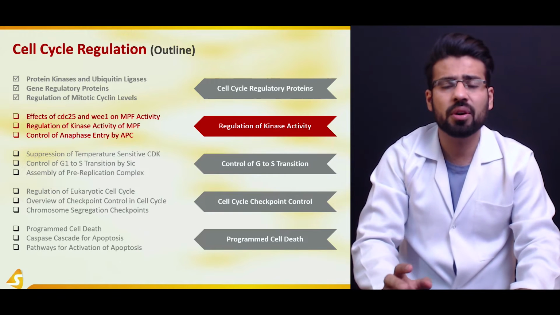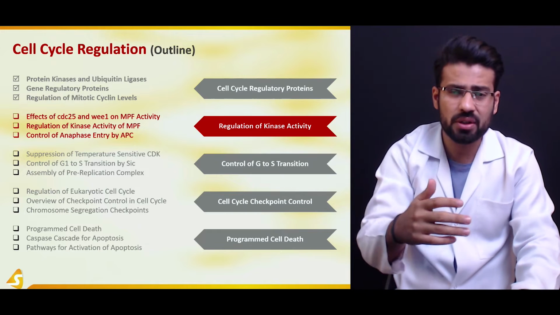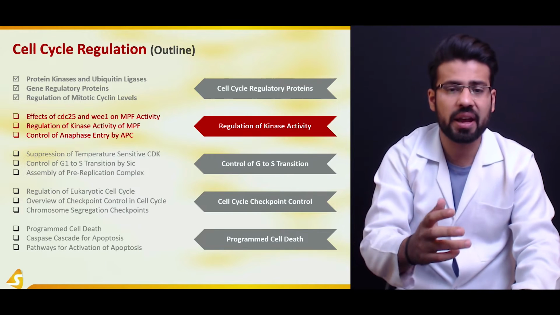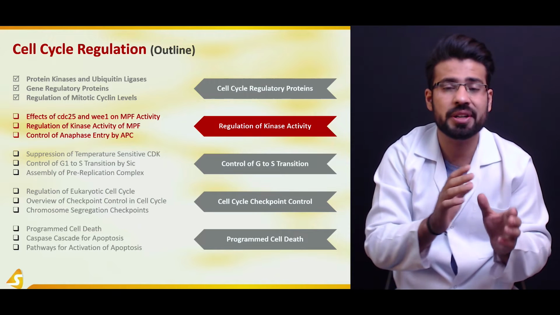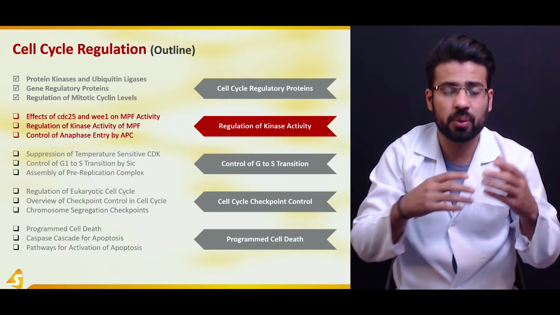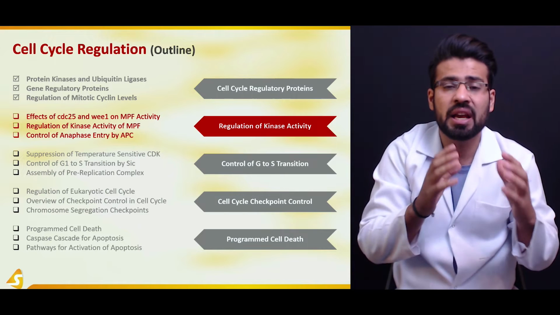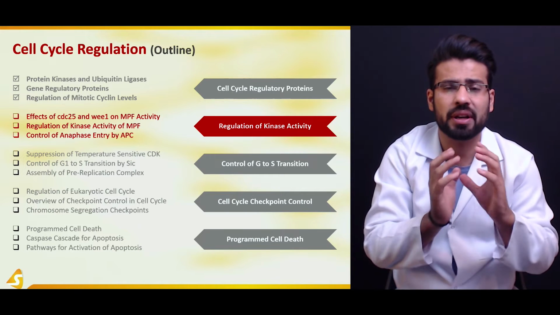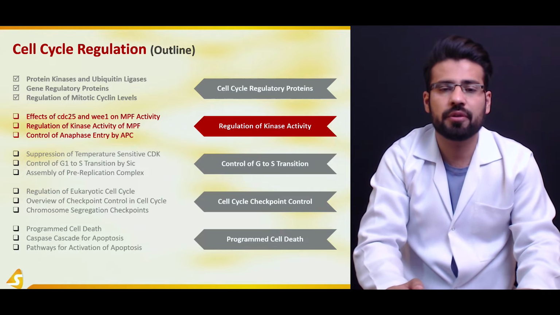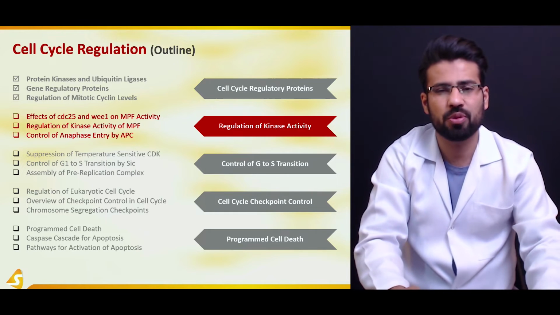We are going to look at what happens when there is a deficit or a mutation in either Wee1 or CDC25, and how it is going to alter the cellular morphology. In which form of the mutations the cells are going to be elongated, and in which case the cells are going to be very short and spherical in nature.